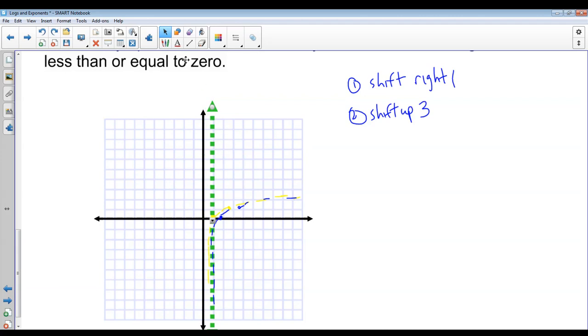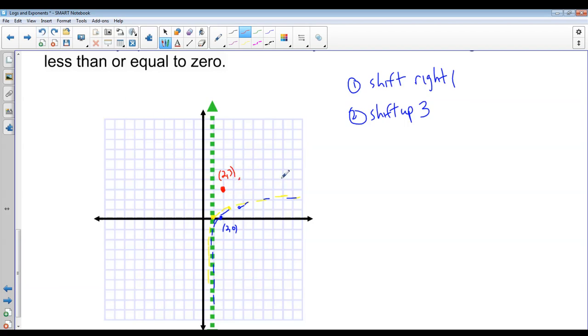So now I've shifted everything 1 unit to the right. So the point (1, 0) is now at (2, 0). And the point (e, 1) is now at, I guess, (e + 1, 1). So now we can shift everything up 3 units. This is the last step, up 1, 2, 3. So that home base point is now at the point (2, 3). And then we can follow along with the e point. It's going to move up to about here.